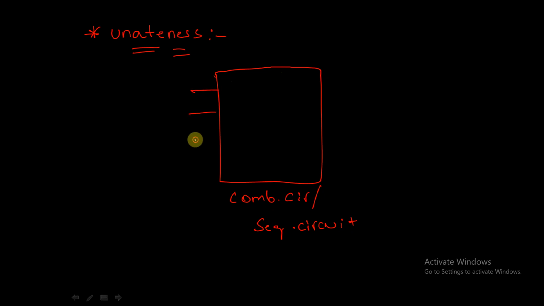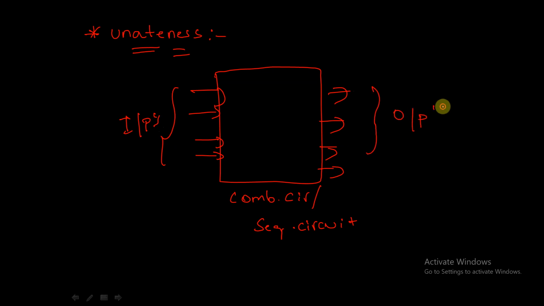So these are our inputs, and this is my output. Now, unateness is defined as a sense of change in the output with respect to the input applied. So whatever we are applying as the input, the signal, we will see in this unateness how the output is changing with respect to the input. With examples we will discuss what this unateness is.